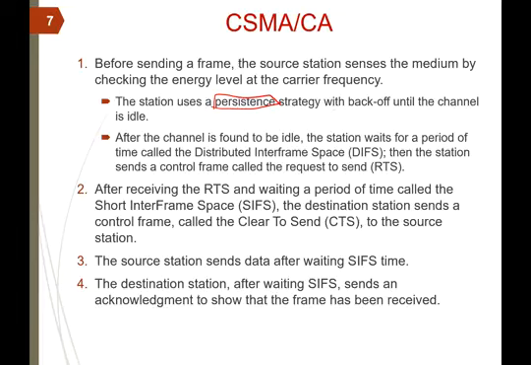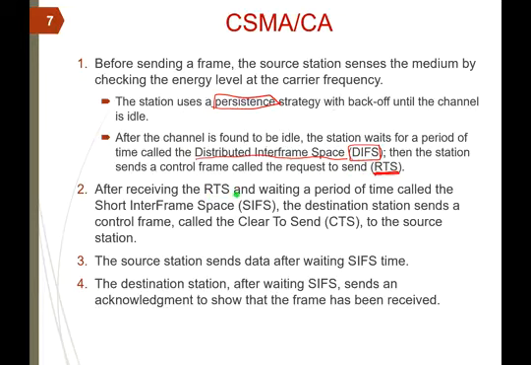After the channel is found to be idle, the station waits. It will not send immediately. It will wait for a period of time called the distributed interframe space, DIFS. So we sense the channel and find it idle. We wait for DIFS. Then the station sends a control frame called the request to send, RTS. Still we are not sending data, we just send this RTS frame.